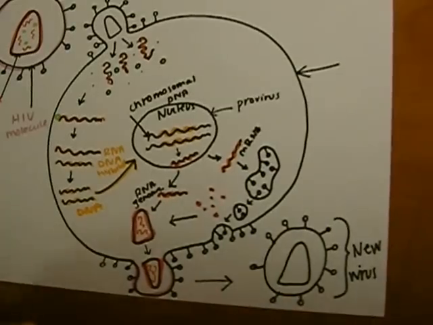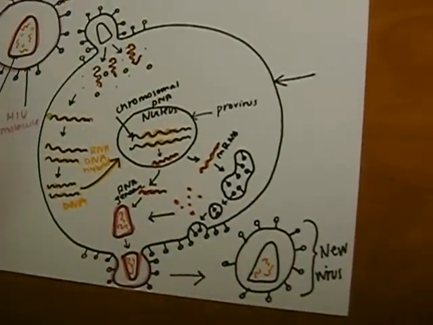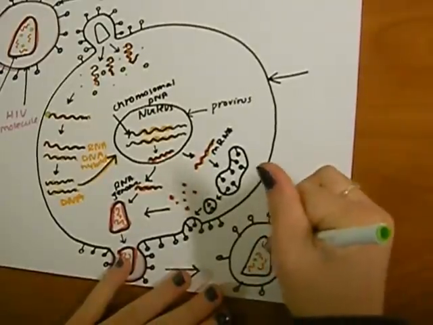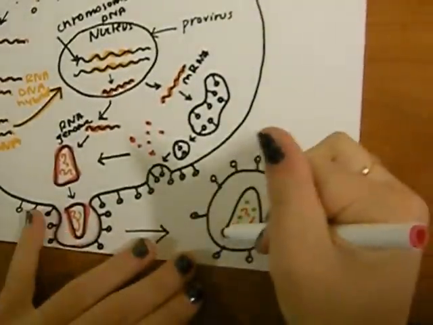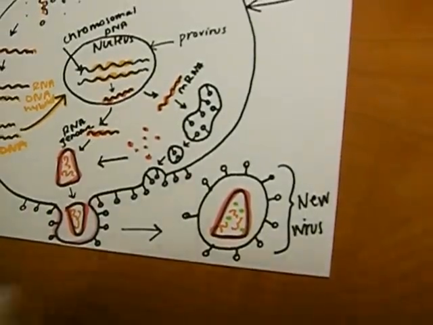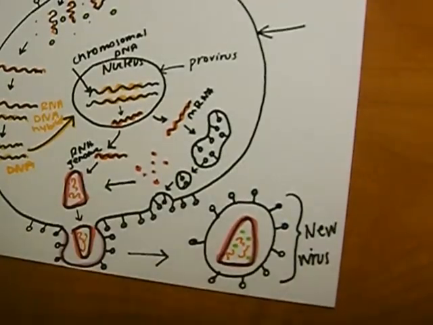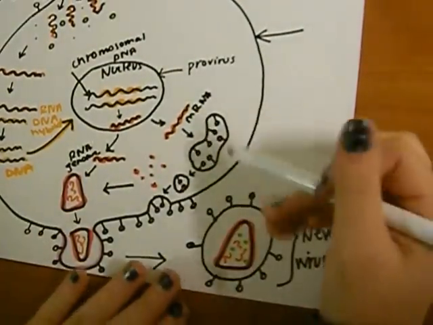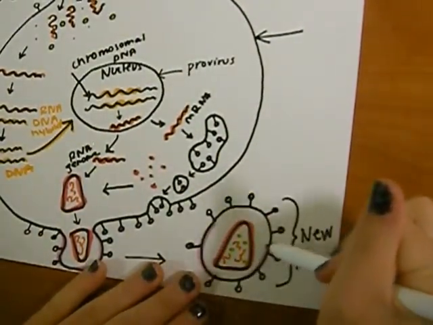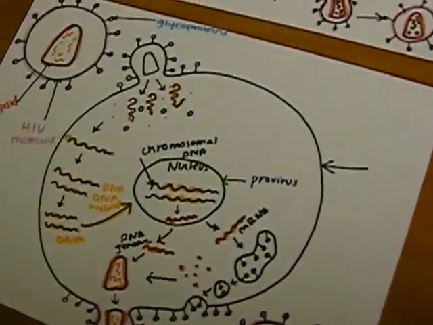So to pull it all together, we have our RNA inside, the new RNA that we had. We have our reverse transcriptase. We have our capsid made from the mRNA. We have our glycoproteins. And we have our viral envelope. And from here, it all starts all over again. And that is the HIV reproductive cycle.